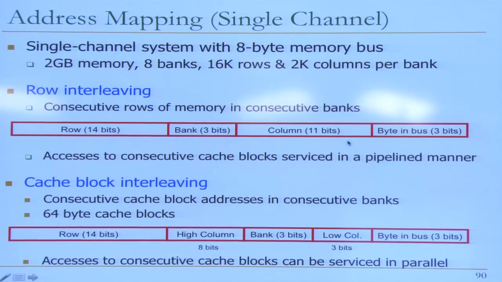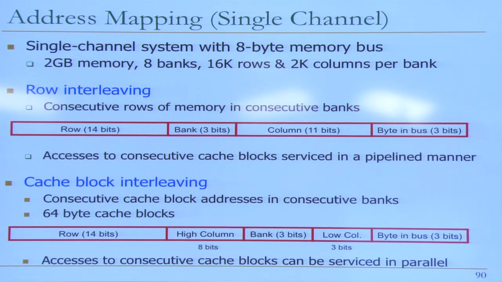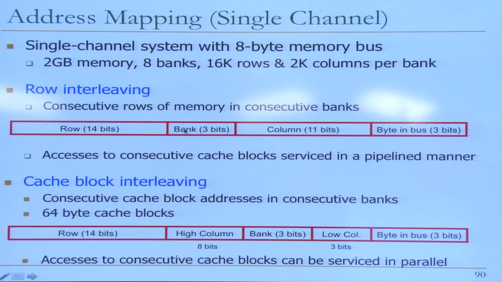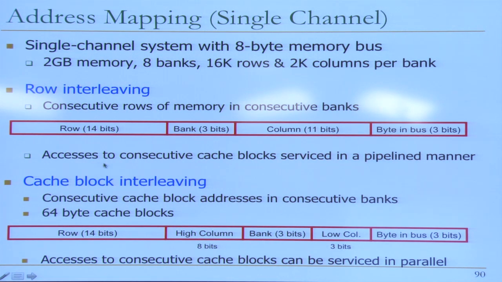This is what your address actually looks like if you're doing row interleaving. What does row interleaving mean? Consecutive rows of memory go to consecutive banks. Row 0 is in bank 0, row 1 in bank 1, row 2 in bank 2, and so on. And you can accomplish this by selecting the bank bits after the column bits. So these are the bits that specify which column in a row. And these are the bits that specify which row that you're accessing in that particular bank. And these are the bits that specify which bank this row goes to. Make sense?